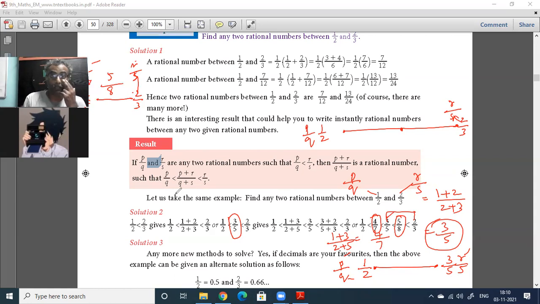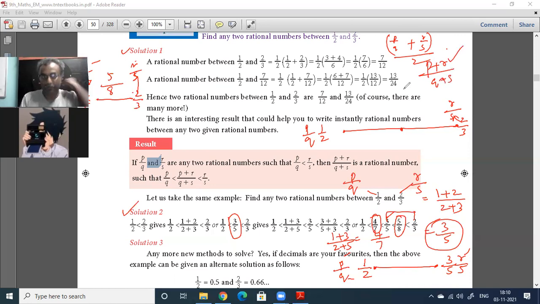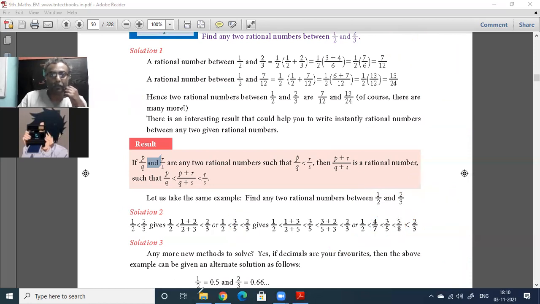Instead of finding the arithmetic mean, here they are giving a shorter method, which is solution 2. Solution 1 is to find the arithmetic mean: take the two numbers P by Q and R by S, add them together and divide by 2. That is one way. The other way is add P plus R and add Q plus S. That is a new number. In the same way you can go on. So that is solution number 2 that you have found. It's a simpler solution.